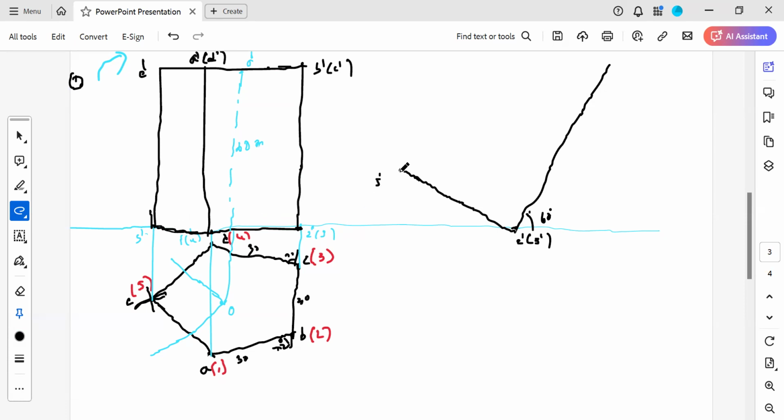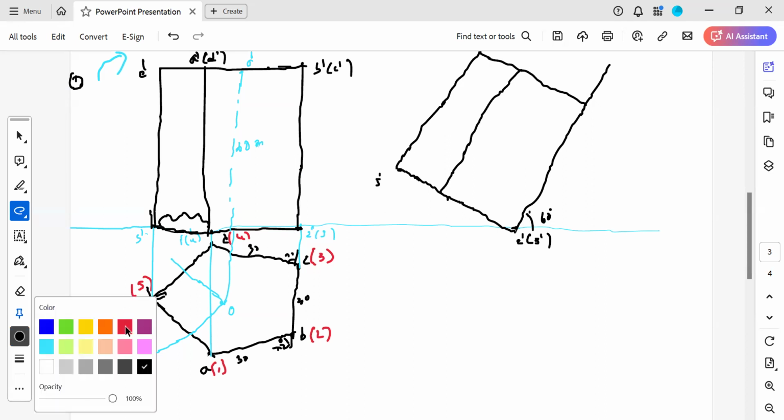Whatever length you measure here, redraw the same diagram such that this rectangular face is there now. 2 dash 3 dash BC makes an angle of 60 with the XY line. Now here also you draw a 60 degrees line and you complete this projection. You measure this length and place the same length here. So the diagram will be like this.